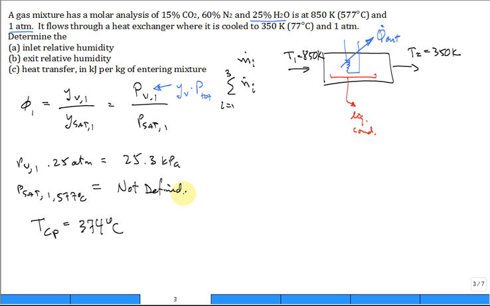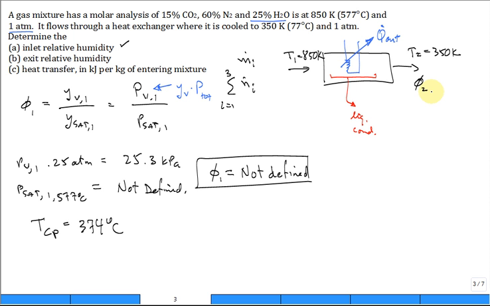So what about the ratio to calculate relative humidity at state 1? Not defined. All right? That was probably the hardest question. How about now at the exit relative humidity? You want phi2. You mean your relative humidity is going to be undefined on the inlet and it's going to be defined on the outlet? And so what we do is we say phi2 is equal to, and let's just assume it all stays vapor. It stays the same mole fraction. It's still 25.3 kPa coming out for the partial pressure because it comes out at 1 ATM as well.